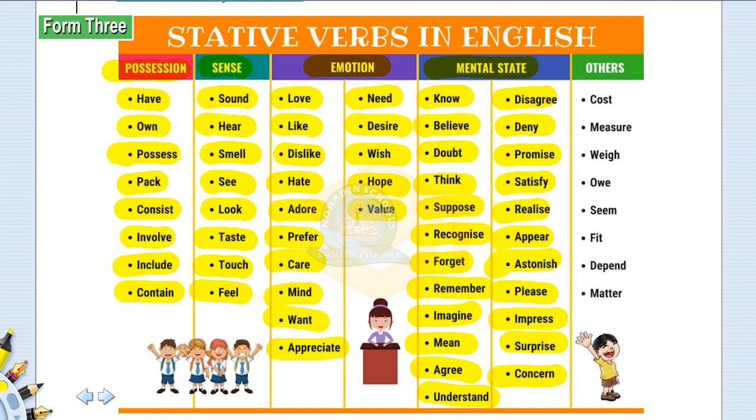And we got also other ones. These are known as what? The others. They don't take the ing form, like cost, measure, weigh, wear, owe, seem, fit, depend, and finally this one, matter. They don't take the ing form.